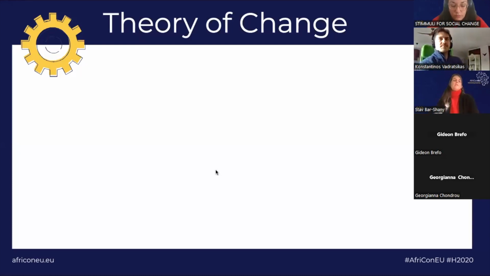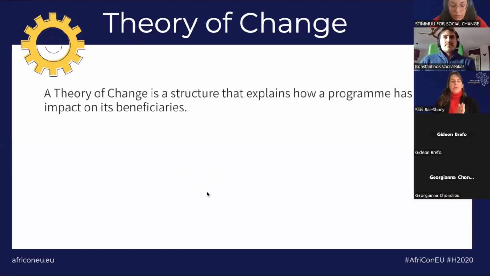So what is a theory of change? Let's just define it so we're all clear. It's a structure. It can be a diagram. It can be a table. Sometimes it's a narrative that explains how a program has an impact on its beneficiaries. So if previously Constantinos talked about how he measures or assesses the impact, this is how we plan. It's the theory of how we're making the change. So it's a theoretical tool.